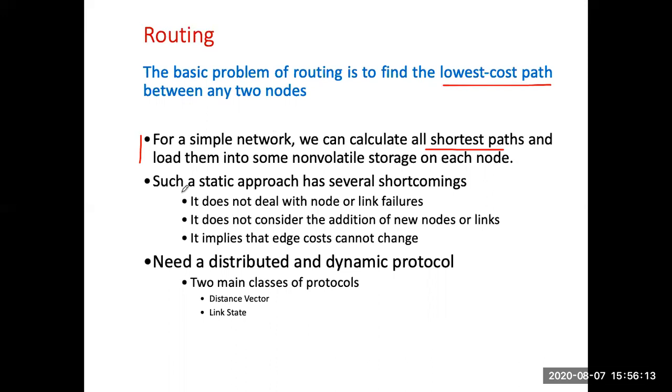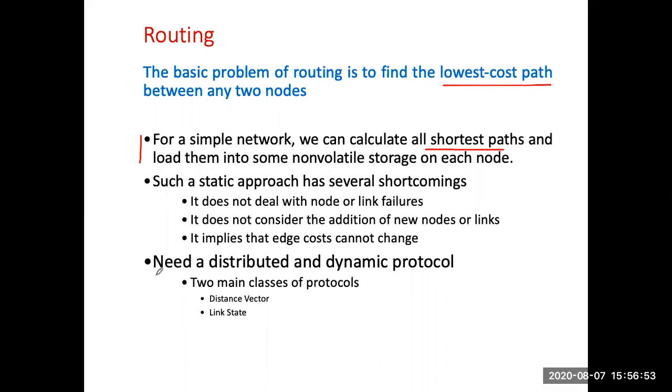then in case there is a link failure or a node failure, or there is addition of any new node or link, these shortest path values cannot be changed. So this means a static approach cannot be used for all types of networks. It can only be used for very small networks.